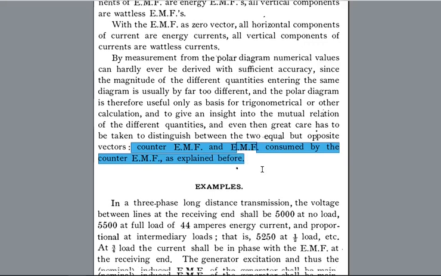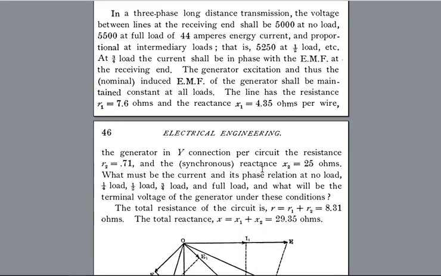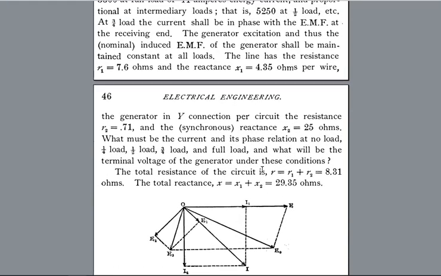Examples. In a three-phase long-distance transmission, the voltage between lines at the receiving end shall be 5,000 at no load, 5,500 at full load of 44 amperes energy current, and proportional at intermediary loads, that is 5,250 at three-quarter load, etc. At three-quarter load, the current shall be in phase with the electromotive force at the receiving end. The generator excitation, and thus the nominal induced electromotive force of the generator, shall be maintained constant at all loads.